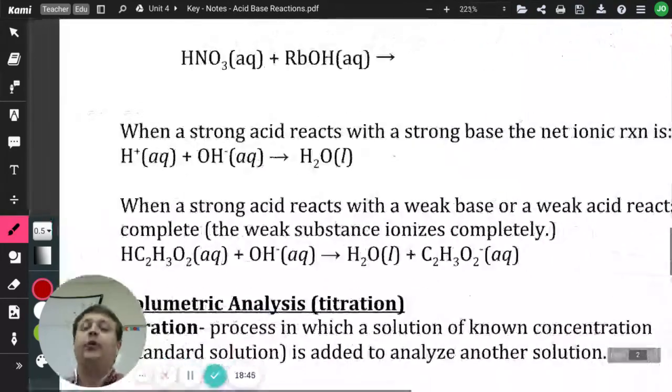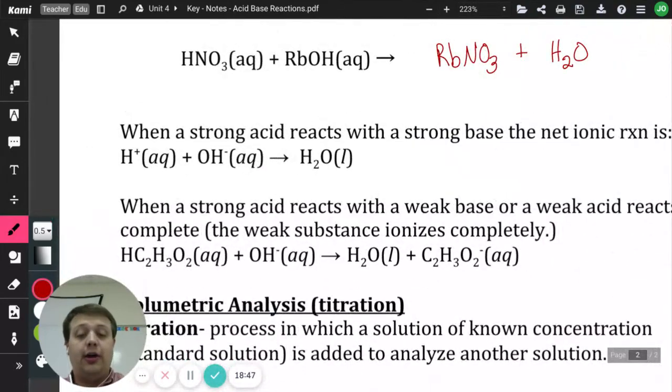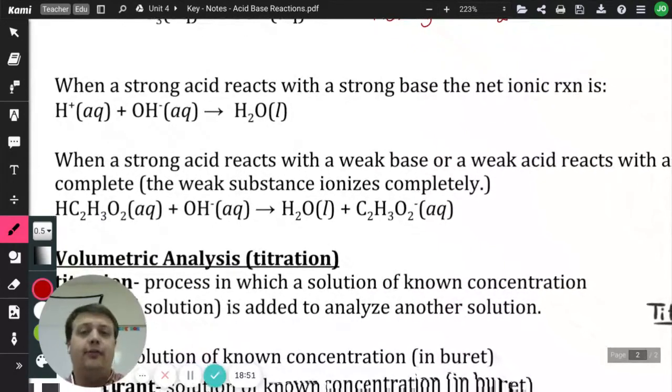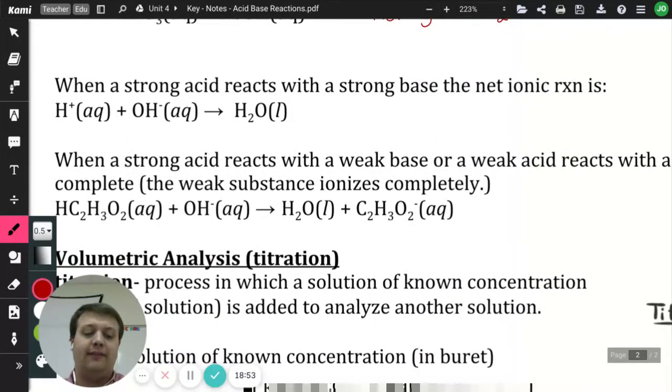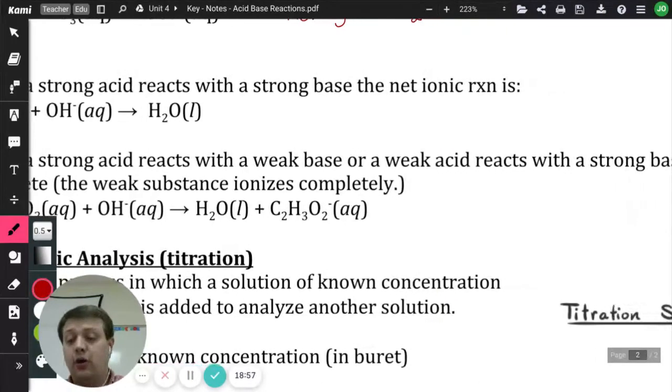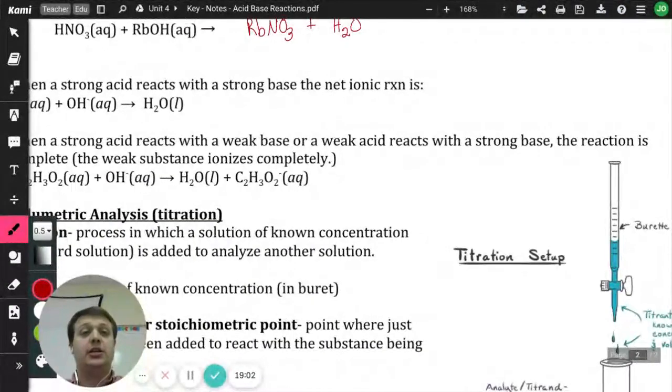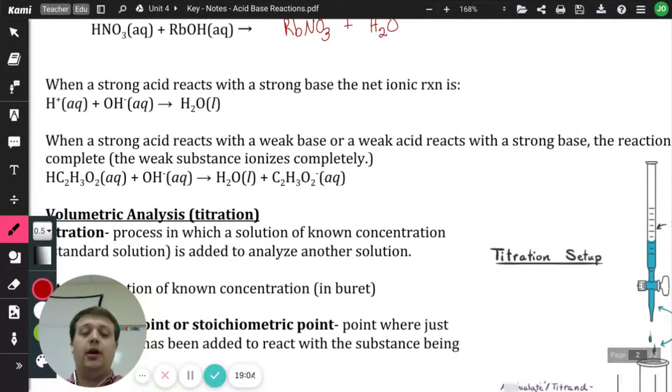Okay, now, that's if we react a strong acid with a strong base. So what happens if we don't have a strong something in one of them? Like if I've got a strong acid and a weak base, or a weak acid and a strong base. What's going to happen is the reaction is going to go to completion, and the weak substance is going to ionize completely. So why do I say this?